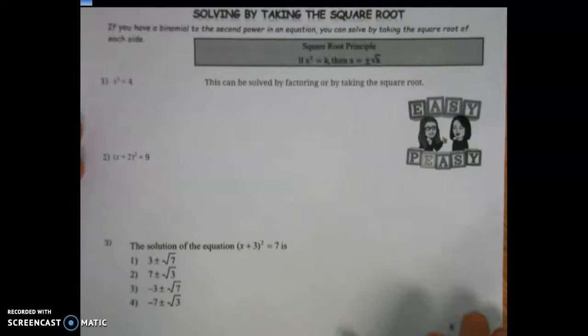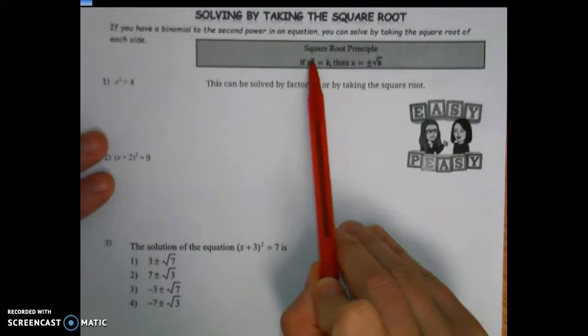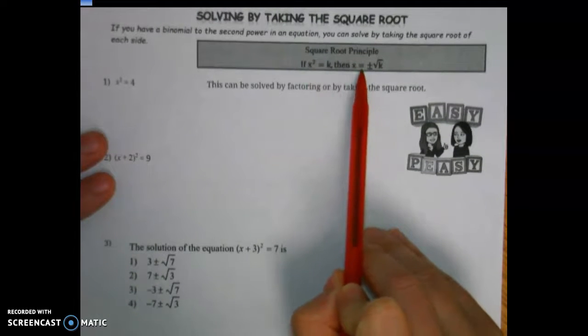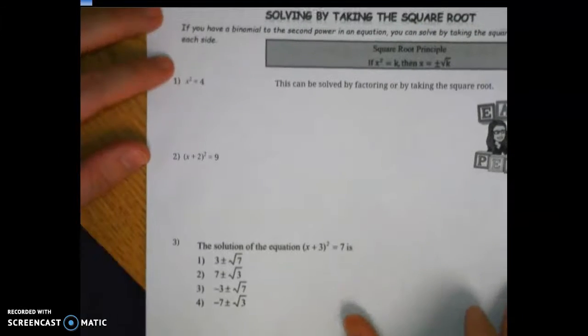So the first thing we're going to look at is something called the square root principle, which says if x squared is equal to k, so just pretend that's a number, then x is equal to both plus and minus the square root of k. So let's look at what that looks like in terms of numbers.